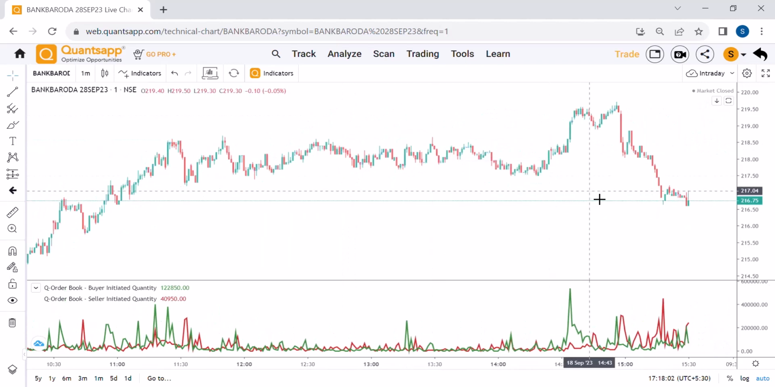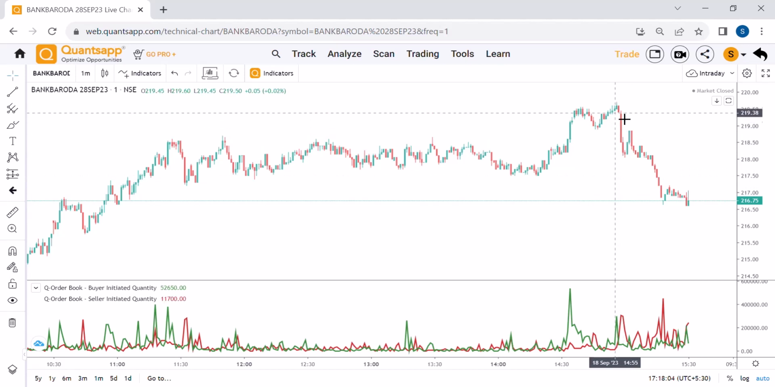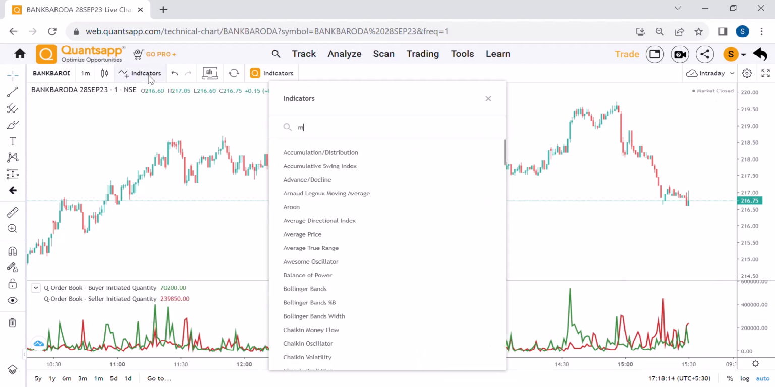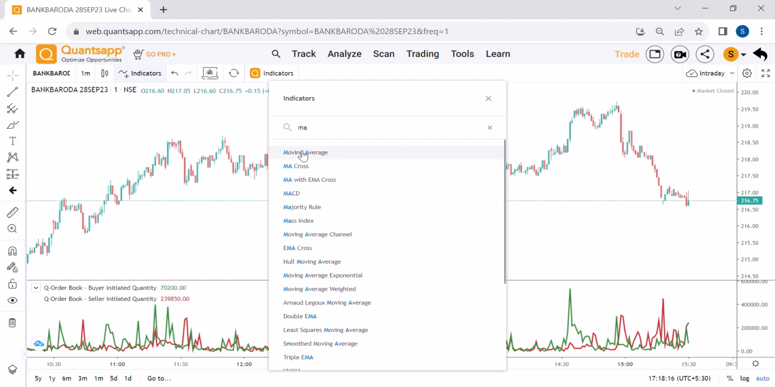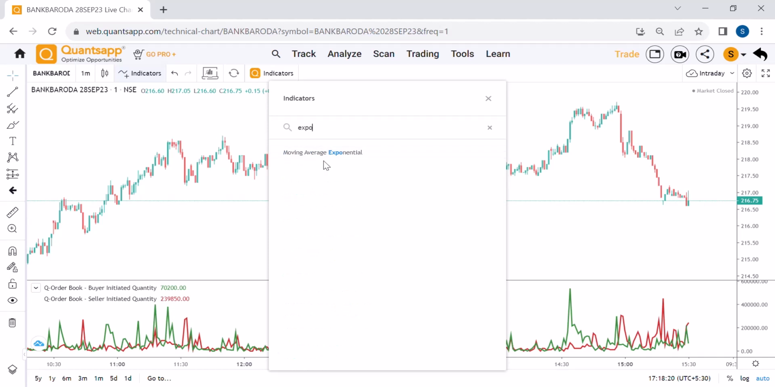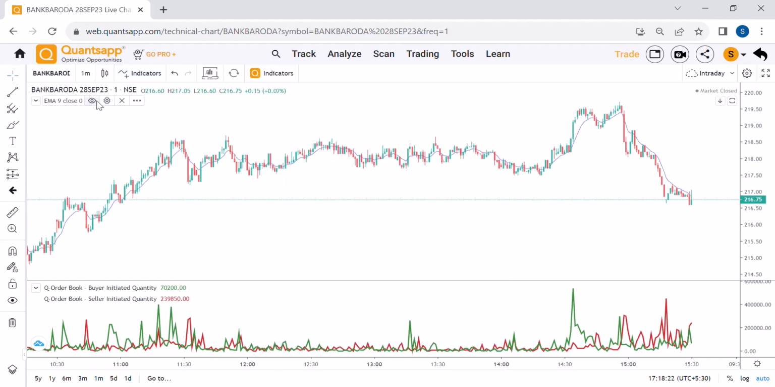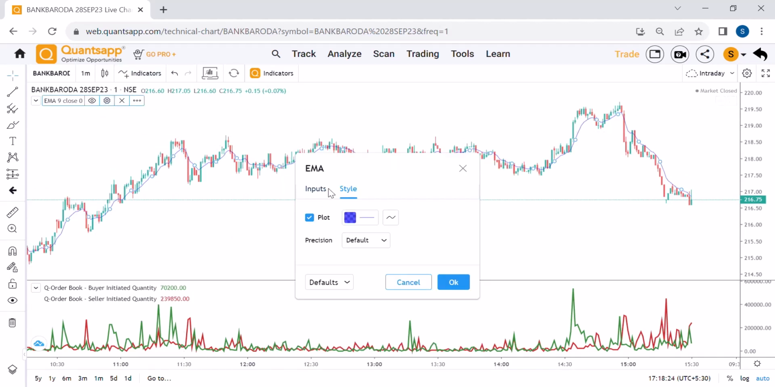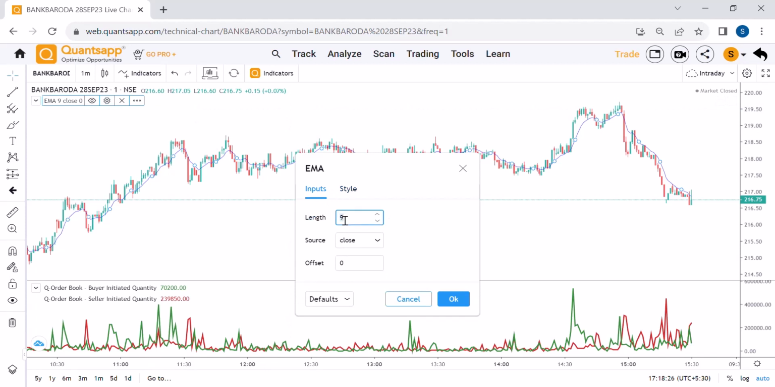Now, when will I exit my trade looking at this? One of the exits would be the moment I see a huge spike in the seller initiated quantity, that is the time I will exit. Okay. Elsewhere, I can also manage my risk better using the exponential moving average. Okay, I can use this, and I can basically sharpen my trades and optimize my entries and exits.